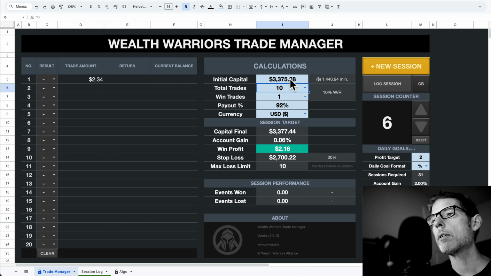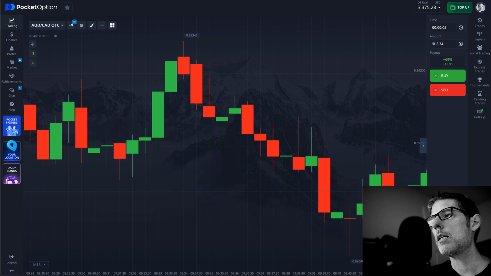So I just want to make sure that this initial capital, $33.75.28, is $33.75.28 also in Pocket Option as well. So you want to match that.